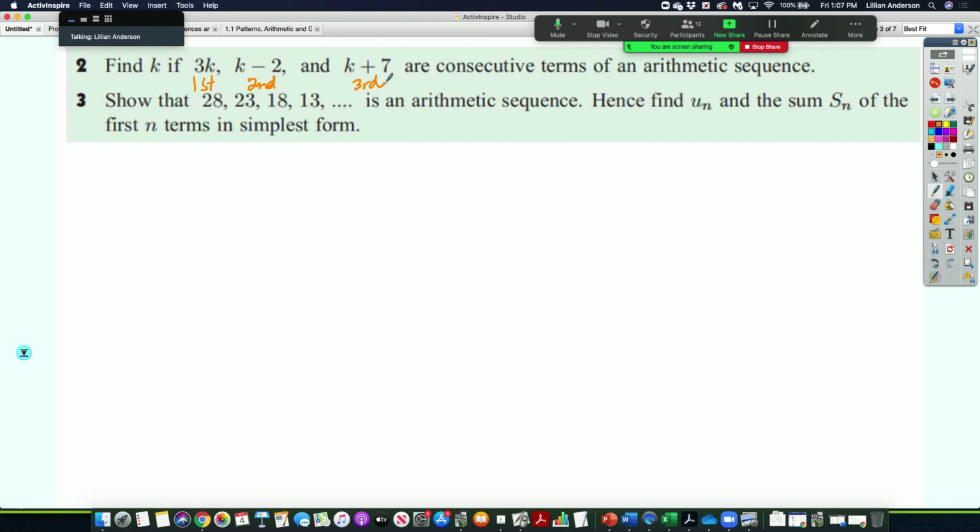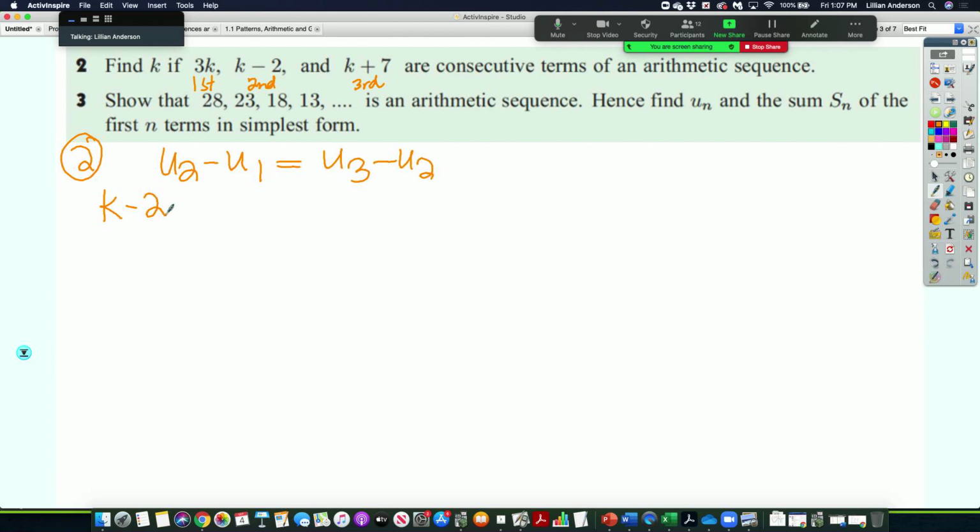And remember, we find the common difference how? How do I find the common difference, in general? You take a term minus the previous term. Exactly. So my second term minus my first term should be the exact same as when I subtract my second term from my third term. And using that, I can set up an equation to find the value of k.